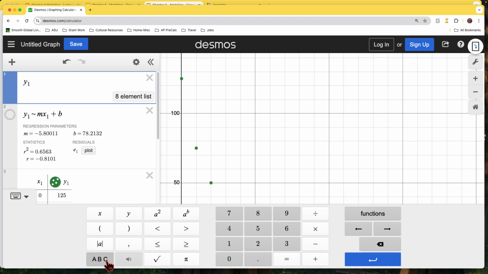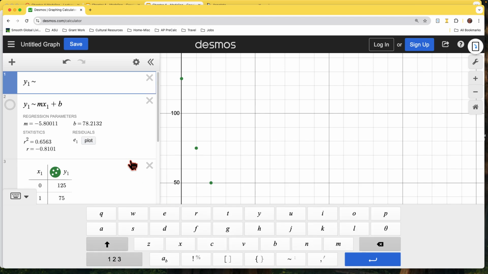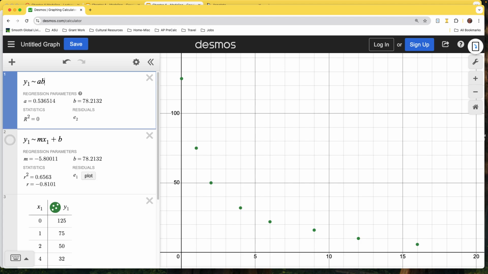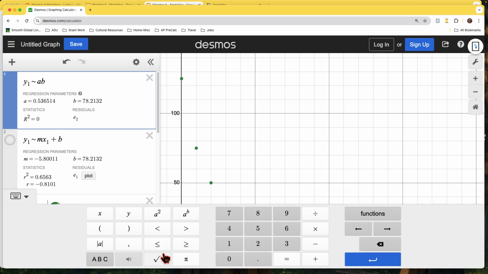Remember, we have to use the tilde instead of equals. And what was the expression? Not mx plus b, but that was the ab raised to the x, right? So we just use a times b. You can do a shifted 6, the little chevron, I think they call it, or you can do this button, a to the b, that will give you your exponent.